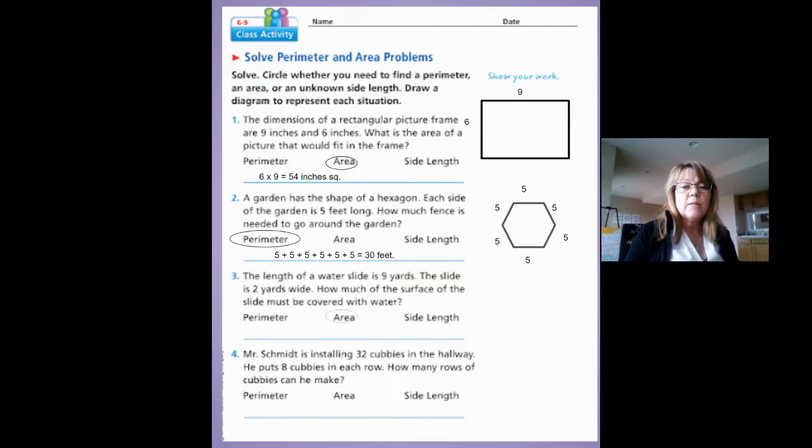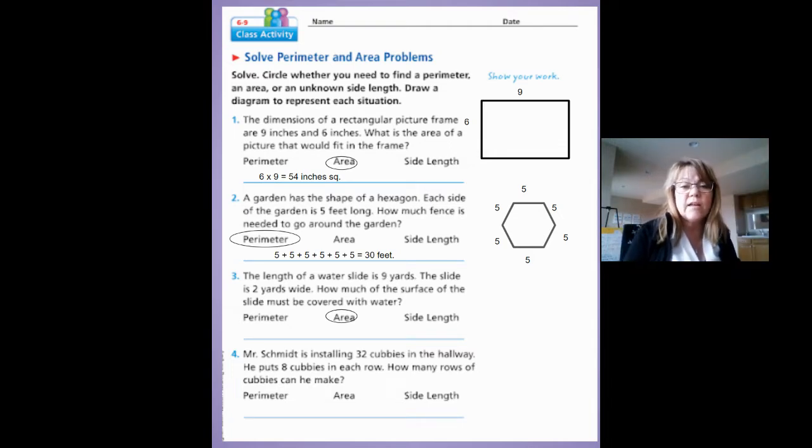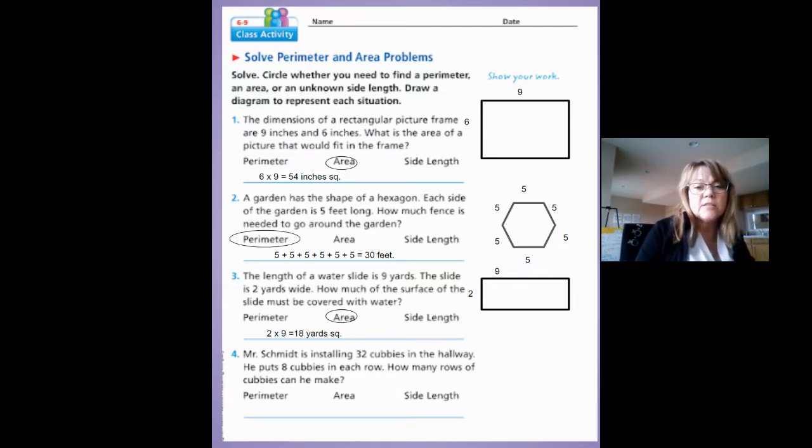All right. Number 3, we are going to look at, well, I kind of gave it away. Look at the area. The length of a water slide is 9 yards. The slide is 2 yards wide. How much of the surface of the slide must be covered? So the surface is telling you it's looking for area. So circle area. Then draw something to represent 2 by 9. And we know we need to take those numbers multiplied by each other, and we get 18 yards squared. So labels are really important when you're looking at area and perimeter.